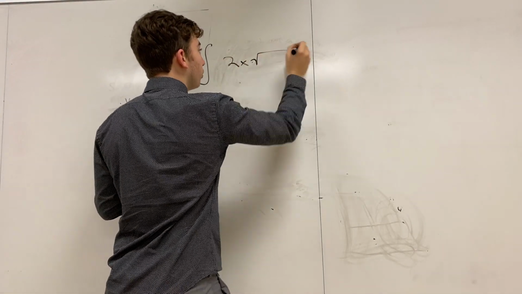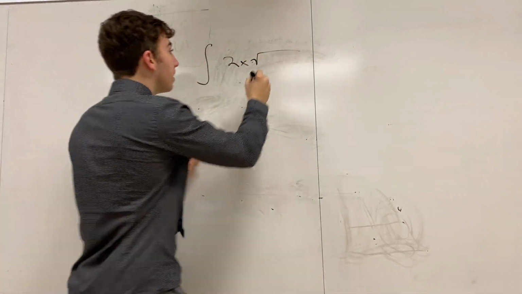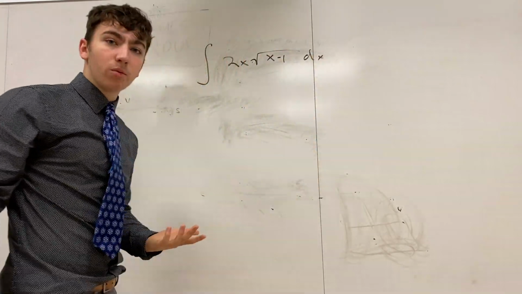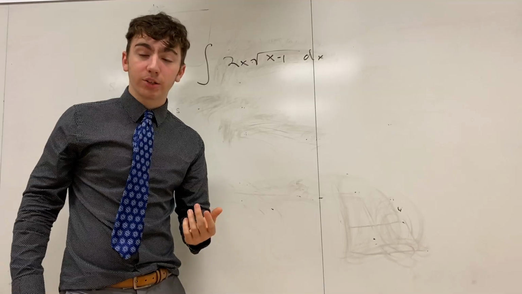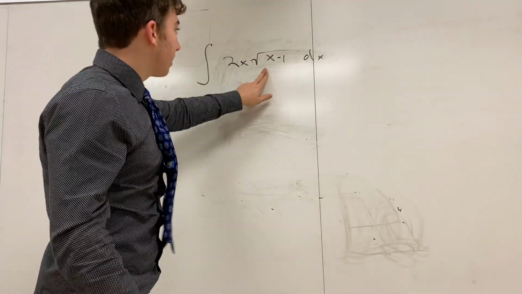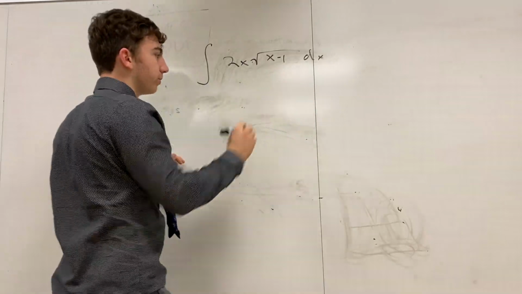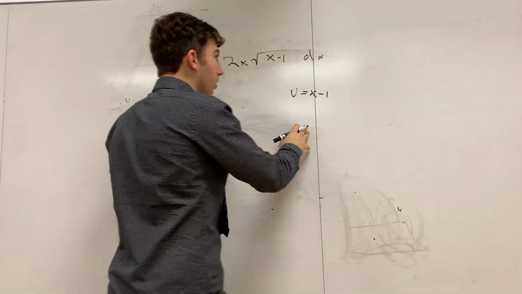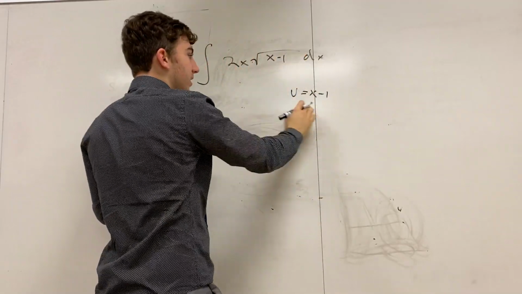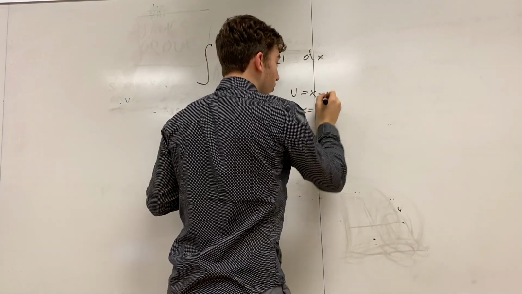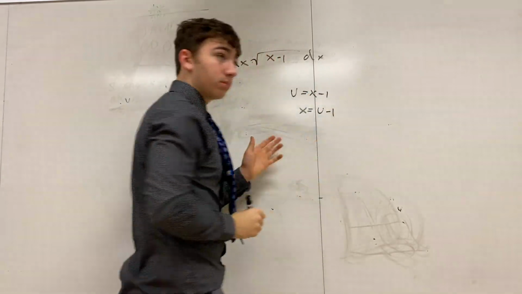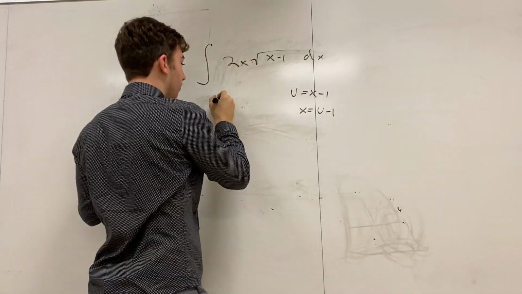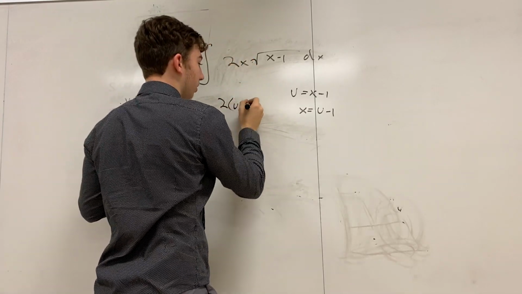2x root x minus 1 dx. So yet again, we need to find what we're going to use as our u. In this case, we'll make the x minus 1 our u. So we'll go u equals x minus 1. We can also say that x equals u minus 1. So we can put in a u here, so that's going to be 2 multiplied by u minus 1.